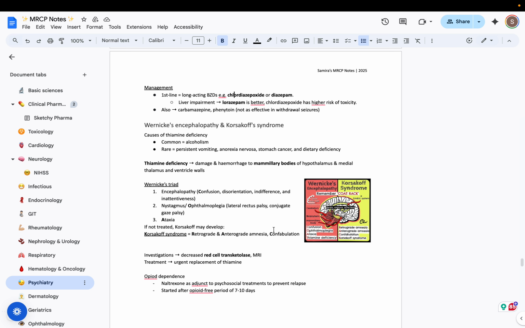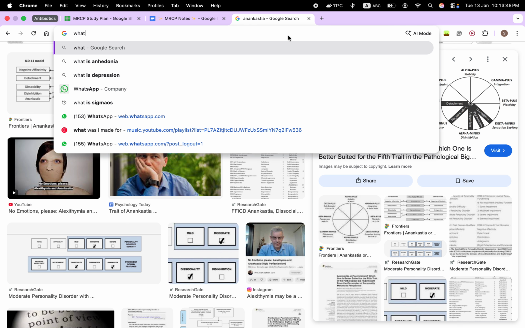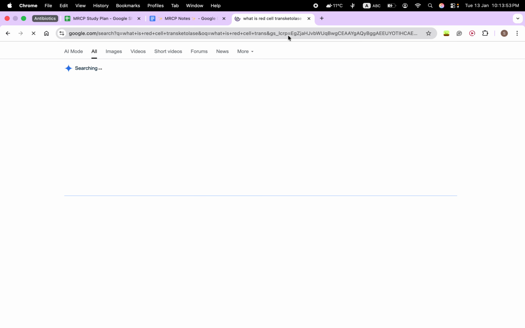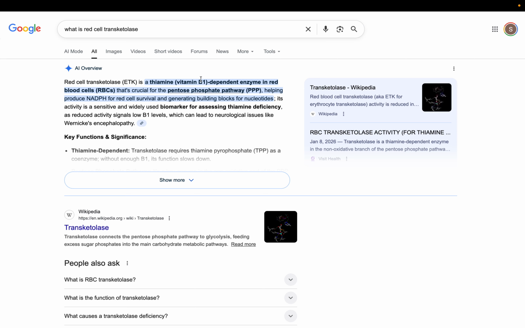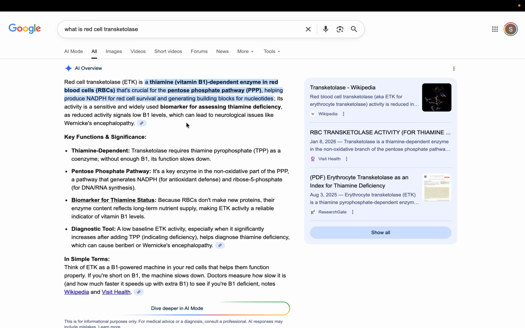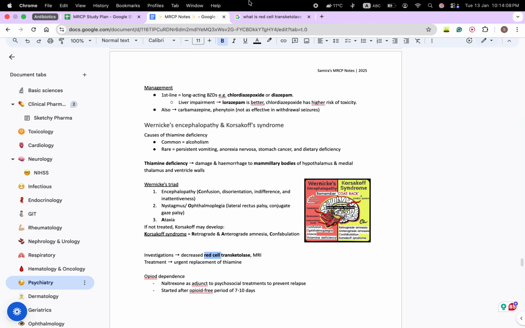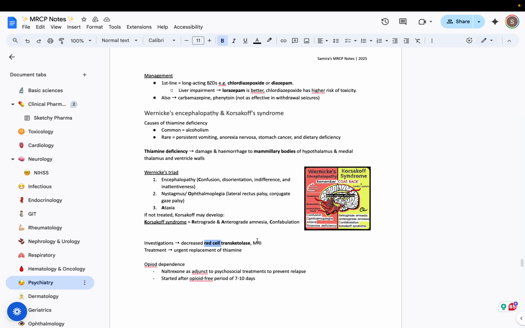When we do investigations, we would find decreased red cell transketolase. It's a thiamine-dependent enzyme in the RBCs that's crucial for the pentose phosphate pathway. It's a biomarker for assessing thiamine deficiency. If there is reduced activity, this means there is reduced vitamin B1, which is thiamine. We can also do an MRI. And the treatment is urgent replacement of thiamine.